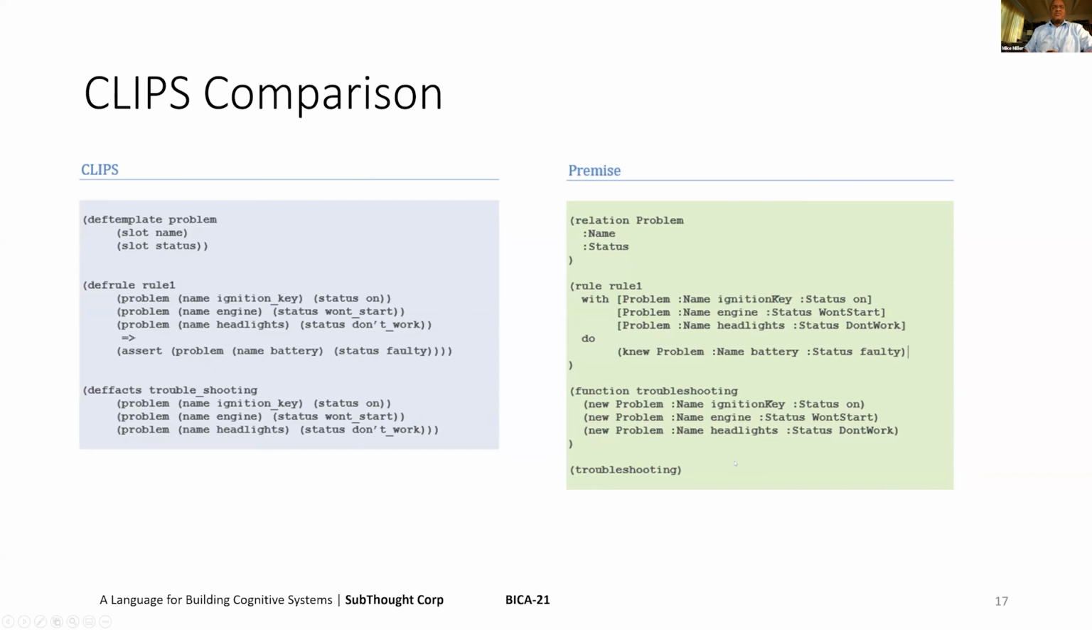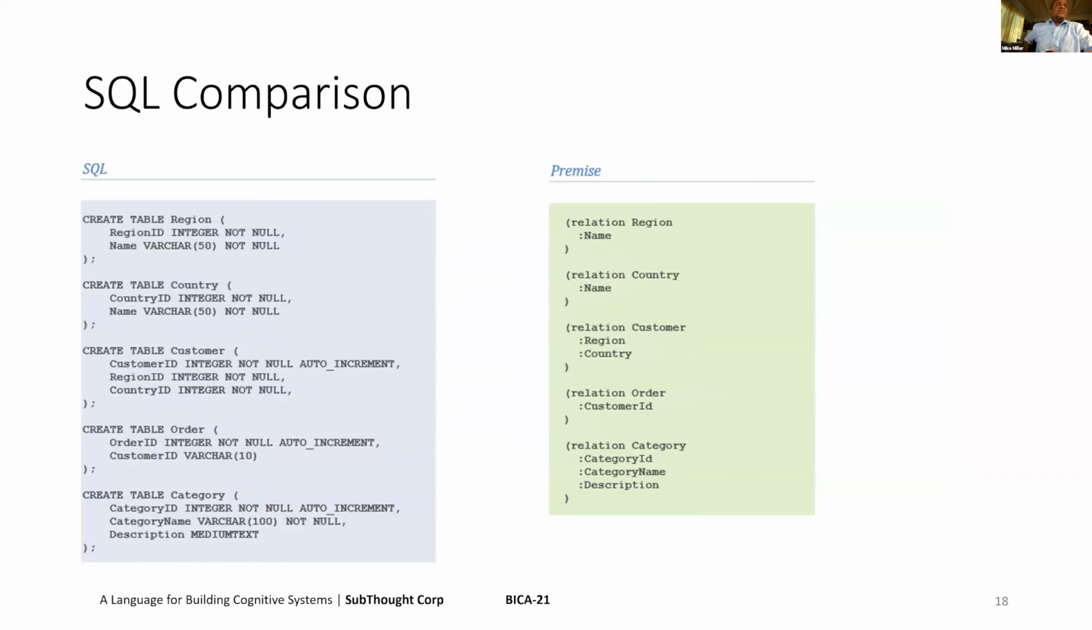And then SQL, everybody is familiar with good old SQL. You can create tables, different kinds of tables. In premise, you just create relations and provide the slots. The slot, we can omit the ID slots because they're automatically generated.